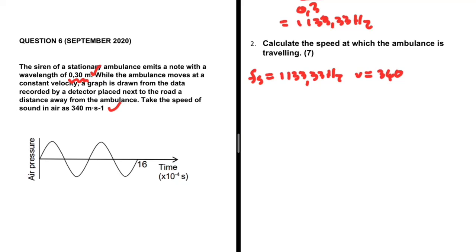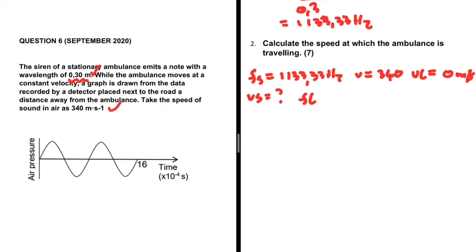Do we have the velocity of the listener, the velocity of the detector, or is it stationary? Recorded by detector placed next to the road at a distance. So VL, the velocity of the listener or the detector, is 0 meters per second. We're interested in VS, the velocity of the source. We still need FL and need to figure out whether the ambulance is moving away or towards the detector. But we have a graph here, and that's what we are going to use.